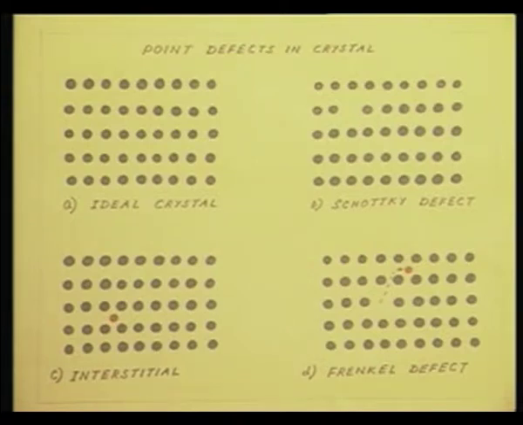Then I may have another type of defect, which is called an interstitial. You know, I have again a regular array of atoms with spaces in between. Where are these spaces located? Let us look at this model.